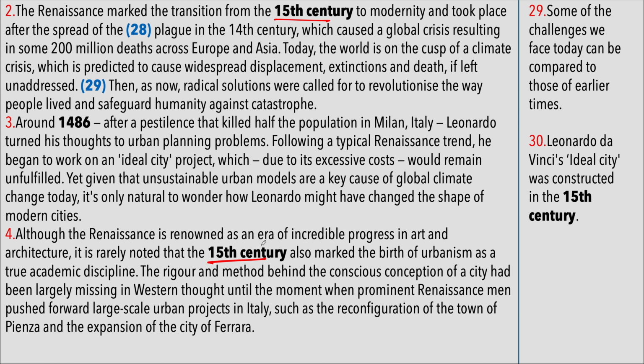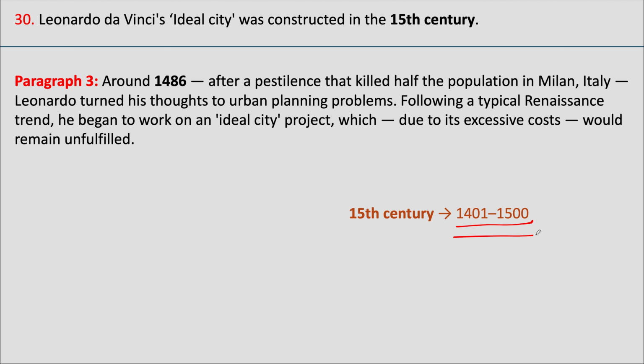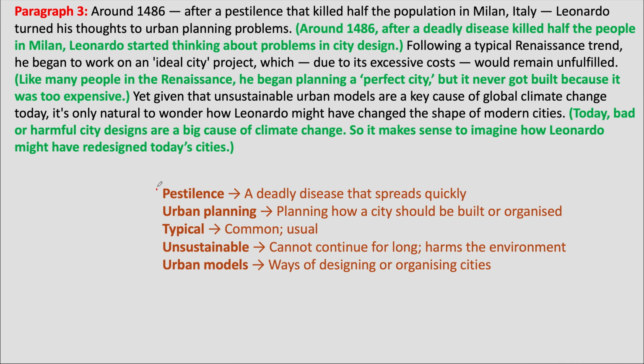So you could make the mistake of looking for the answer in the wrong place if you don't know this. These are the meanings of some words from paragraph 3, and in green color, each sentence is explained. You can come back to these if you have difficulty understanding any part.